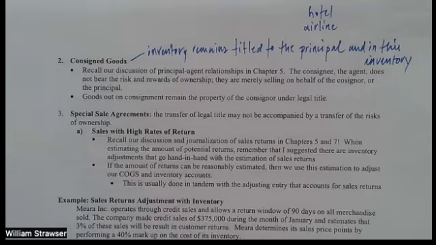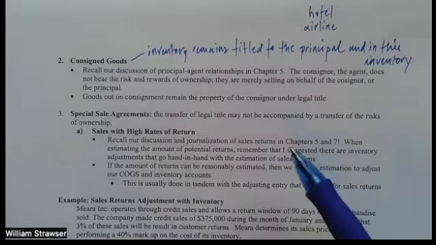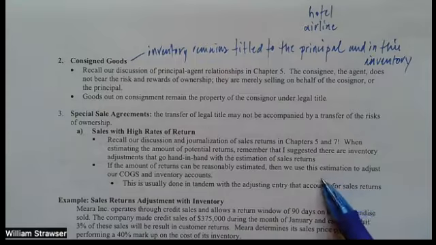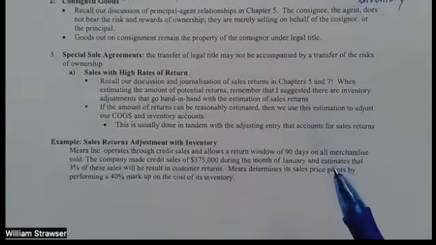So there are some special sales agreements, and the transfer of title may not necessarily be accompanied by a transfer of risks. For example, if we have sales with a high rate of return, if you recall from chapters 5 and 7, when we estimate the amount of potential returns, there are inventory adjustments that go hand in hand with that. If the returns can be reasonably estimated, then we use that estimation to adjust our cost of goods sold and inventory accounts. And that's usually done in tandem with the sales return entry.